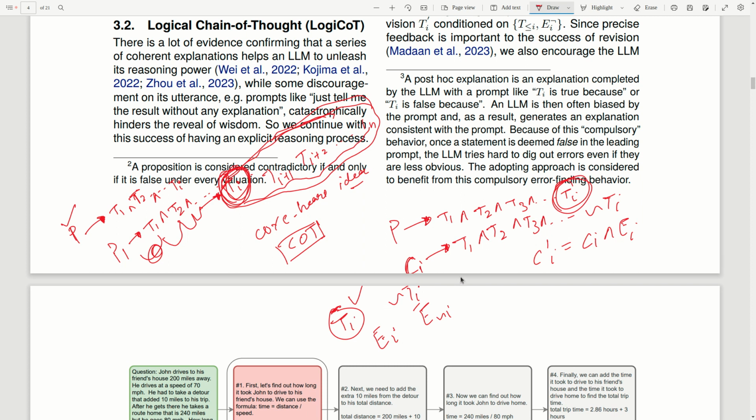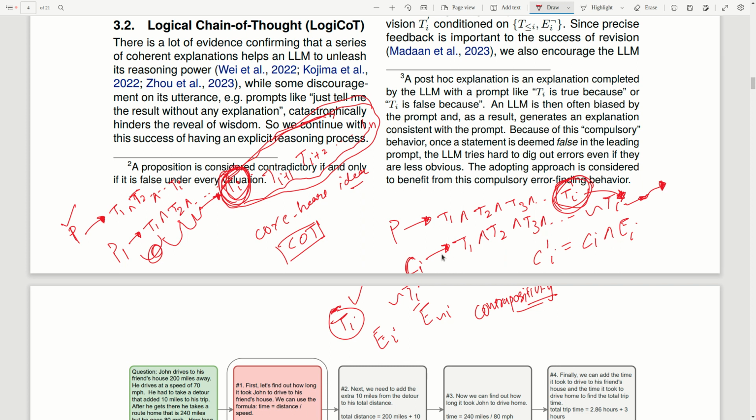So this idea of contraposition, by generating a pair of post hoc explanations and using the idea of contrapositivity, they are trying to verify whether a step in the chain of thought is valid or not. And if it is not valid, it will create a new chain from here. First it will verify this. If it is false, it will create a new chain here, and then it will propagate forward.